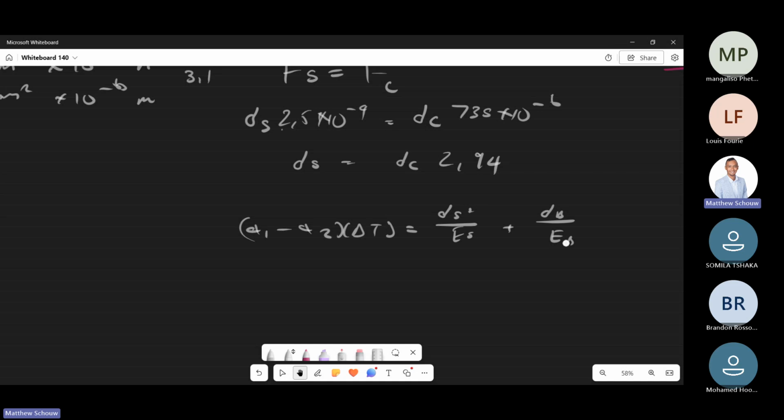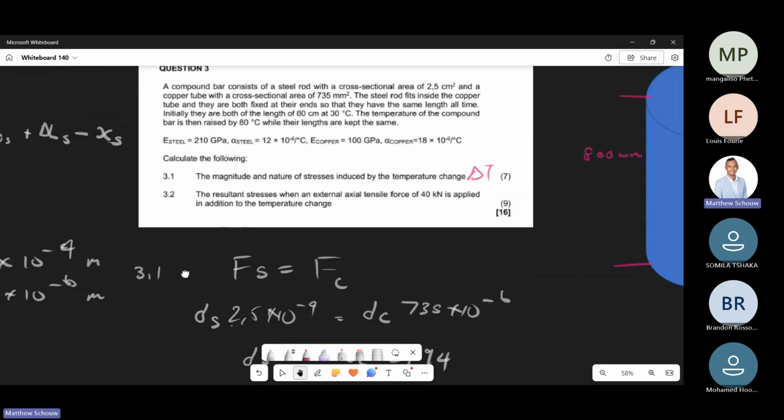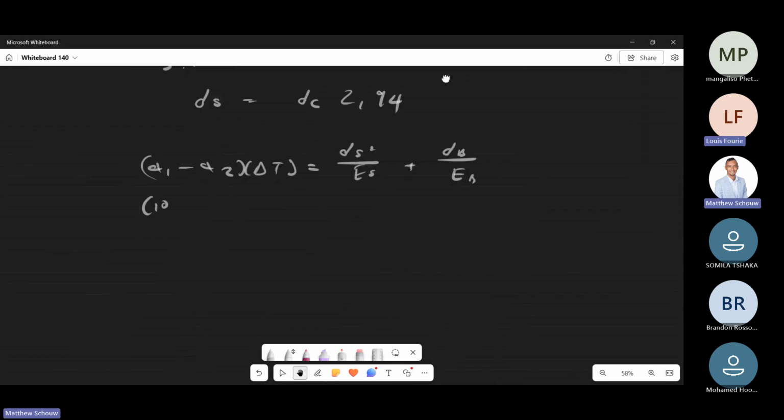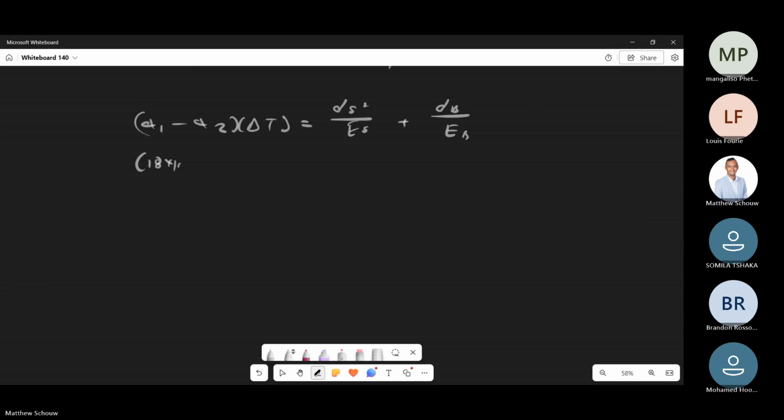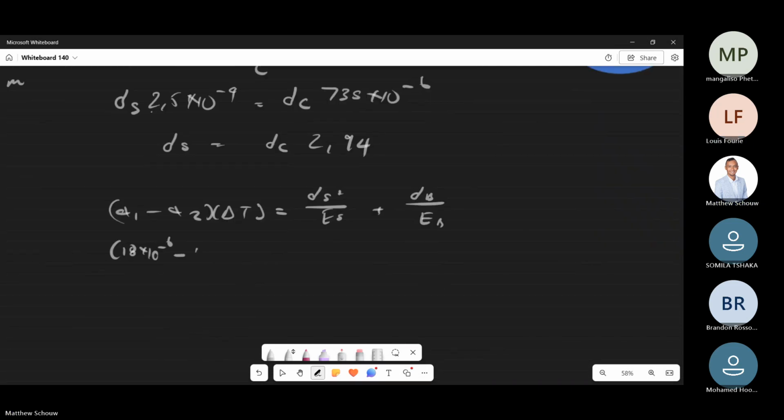Now how this setup works: you normally want to put the one with the higher value here. For the sake of ease, the one with the higher coefficient of expansion you'll put over here. It's 18. There's an actual understanding of why it's like this, and I'll try to explain it at the end. That's 18, and then the smaller one was steel, which is 12. This tells you that this one is increasing in length and this one is decreasing in length.